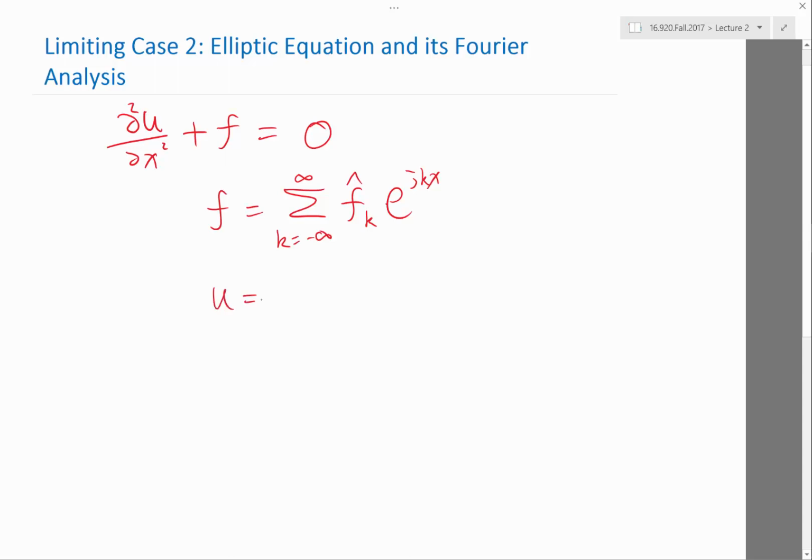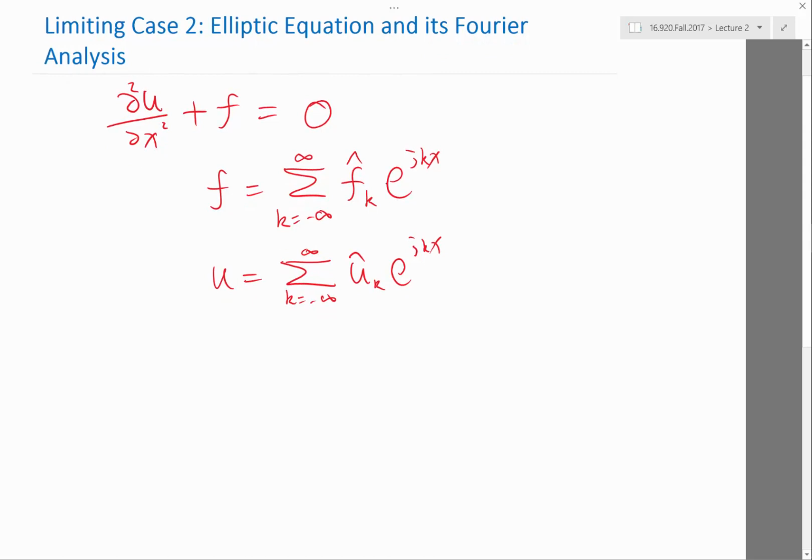If we also expand the solution using Fourier series, u hat of k e to the j k x, the derivative works the same, right? So the partial squared u partial x squared would be equal to the summation from minus infinity to infinity of u hat of k, which stays because it's not a function of x, and taking twice derivative, we get minus k squared. Each time you take a derivative, you get a jk. So jk squared is equal to minus k squared, times e to the j k x.